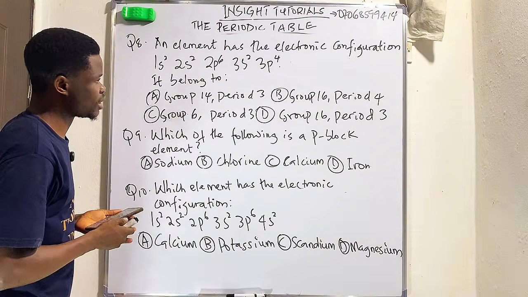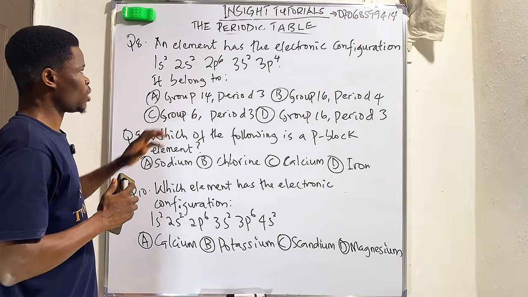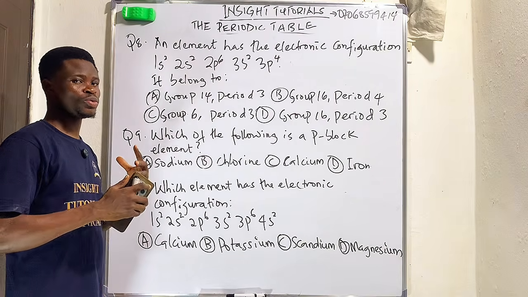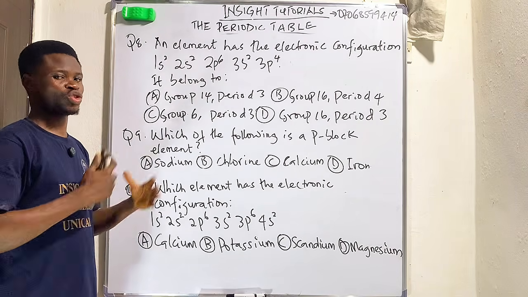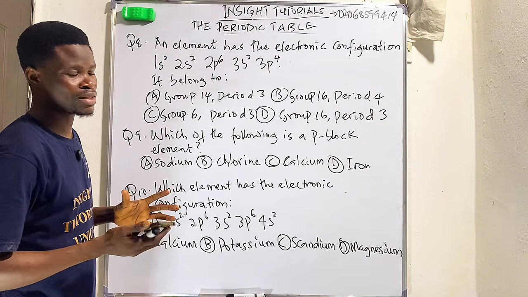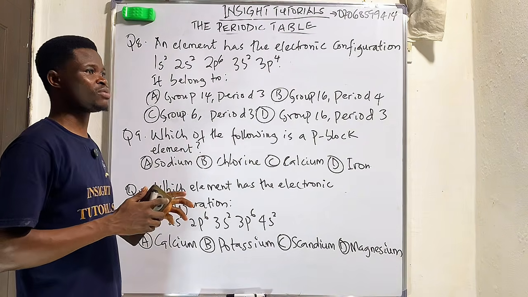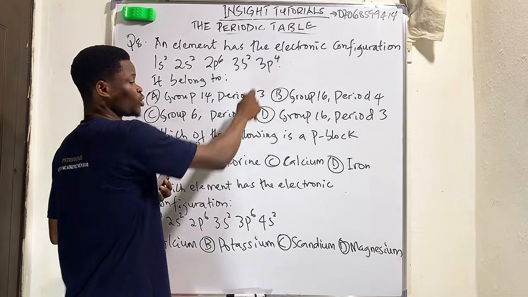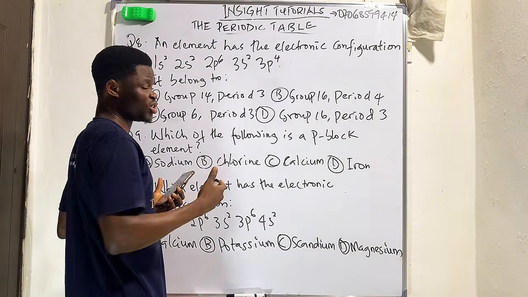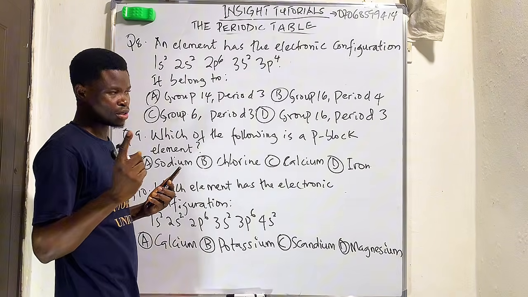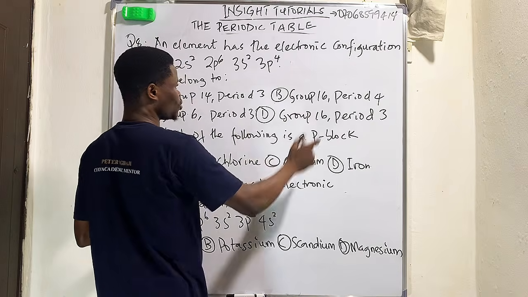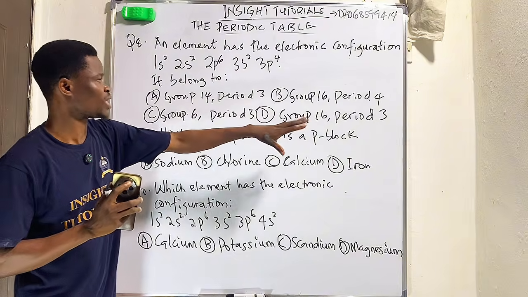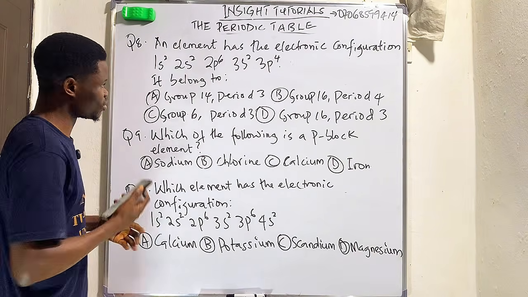Now, before I give the correct answer, look at this particular element. This 1, 2, 2, 3, and 3 tells you the energy level or the shell that that particular element has. And the shell that an element has tells you the period that particular element belongs to. Since these have reached the third energy level, it means it is in period 3. So this is 3s and 3p. This particular element is in period 3. Based on that, all these options have period 3 except B, so option B is out.